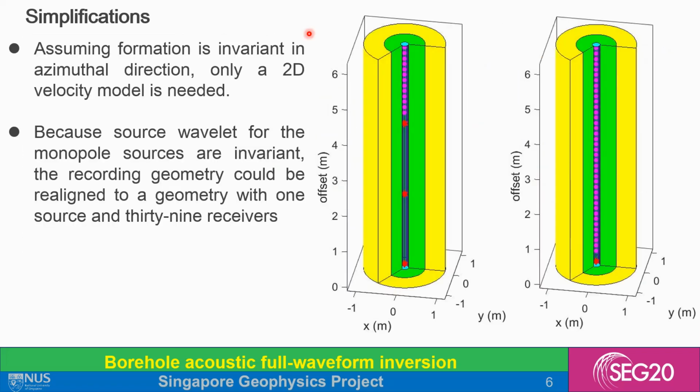Currently, we are not dealing with 3D problems. By assuming the formation is invariant in the azimuthal direction, we can deal with a 2.5D problem in a 2D slice. In addition, because the source wavelet for the monopole sources is the same, the original near monopole data, far monopole data, and ultra-far monopole data could be realigned into one data set. The recording geometry for the combined data set consists of one source and 39 receivers.